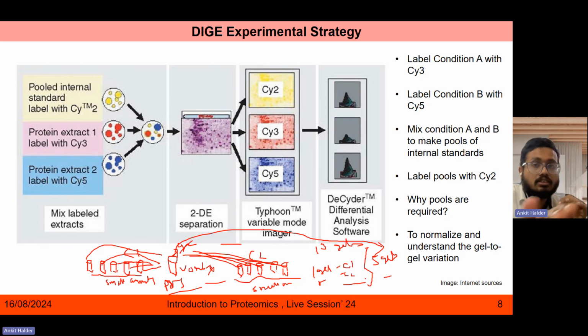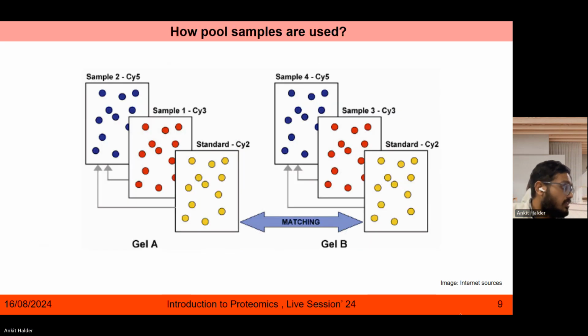But what is happening in this particular spot? If there is any gel to gel variation, since that is coming from the same particular sample, we would be able to align those spots and normalize it. So this is how it is done.